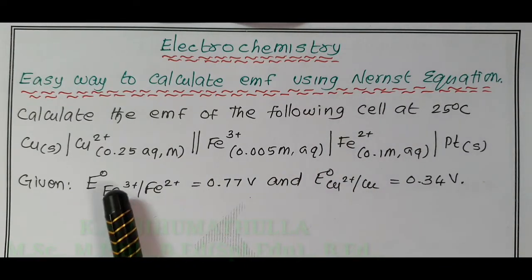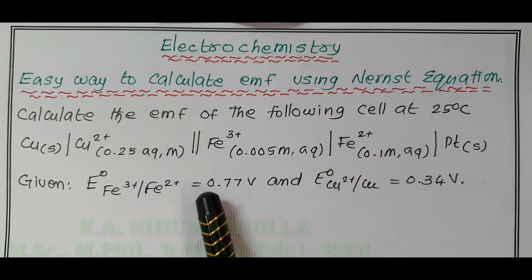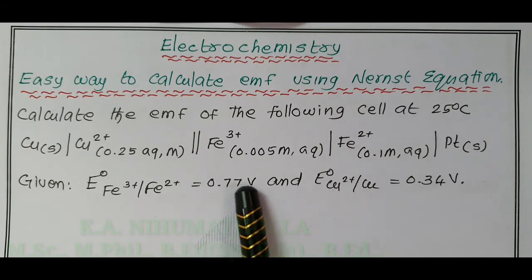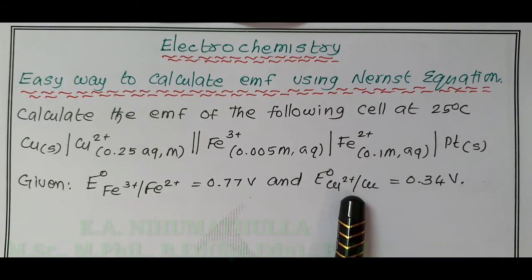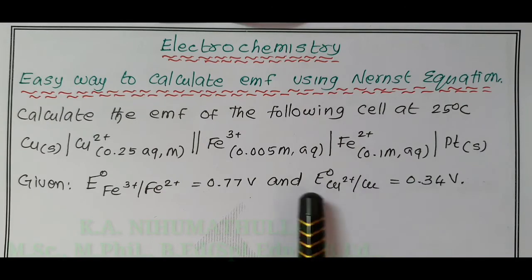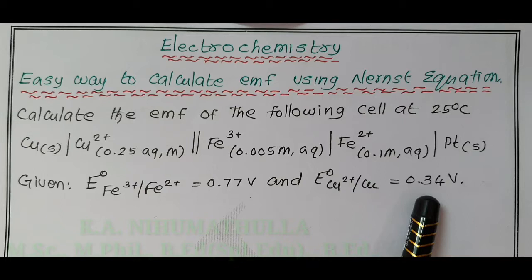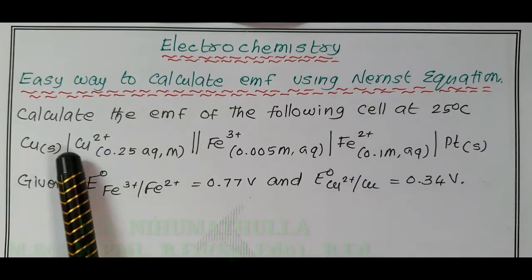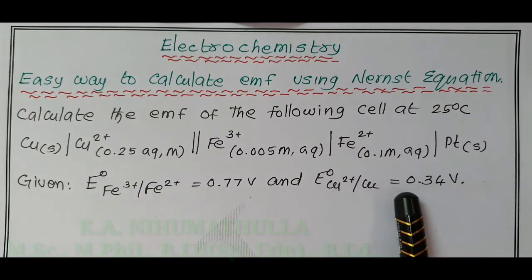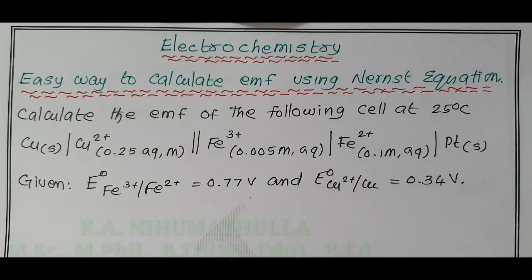The E0 reduction electrode potential is 0.77 volt. But what electrode potential value is given for copper? Cu2+ to Cu, the reduction potential, is given, but here copper actually undergoes oxidation. During the calculation we have to change the sign of this value. Now, first I am going to write the anodic oxidation and cathodic reduction reactions.